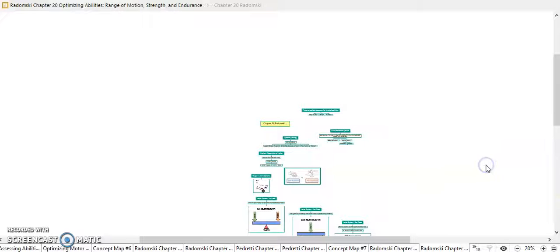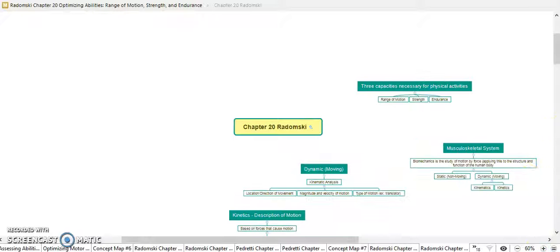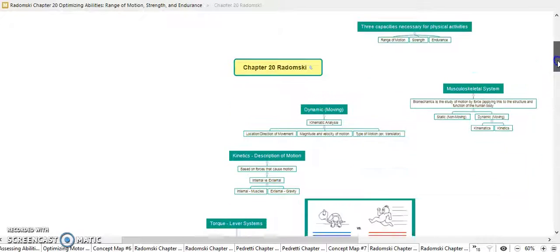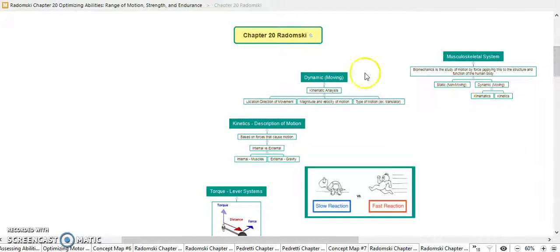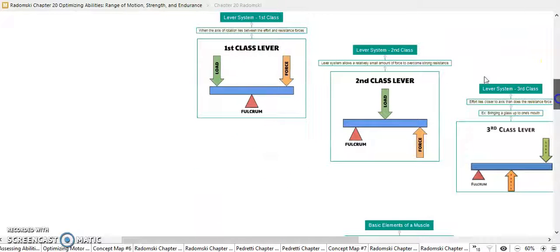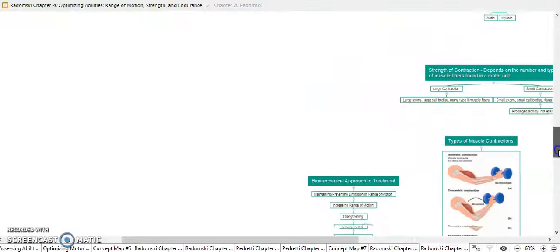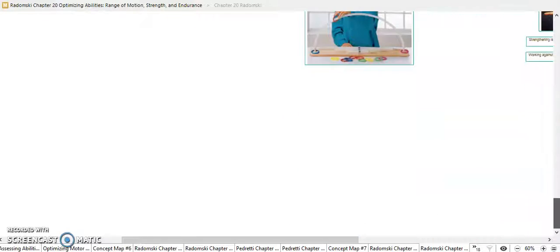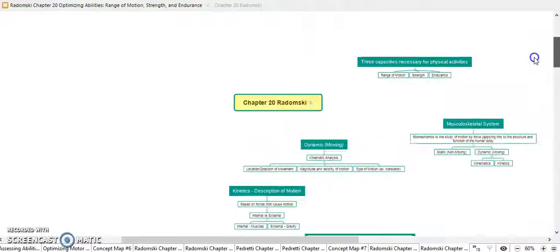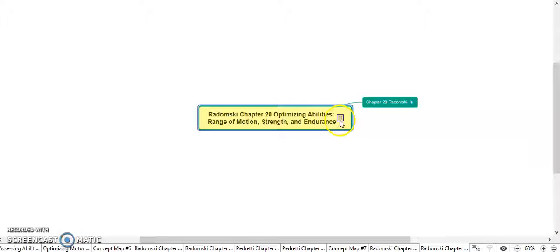Another Radomski chapter, optimizing abilities. So over here I have 3 capacities necessary for physical activities: the musculoskeletal system, dynamic moving, diagrams over here, the different classes of levers, which is also important to review, the basic elements of a muscle, so just further reviewing and becoming more familiar with the concepts and understanding them and how they can be applied to clinical practice.